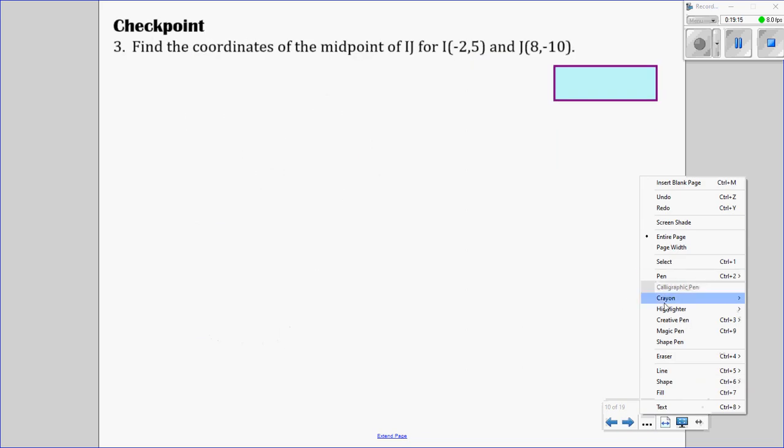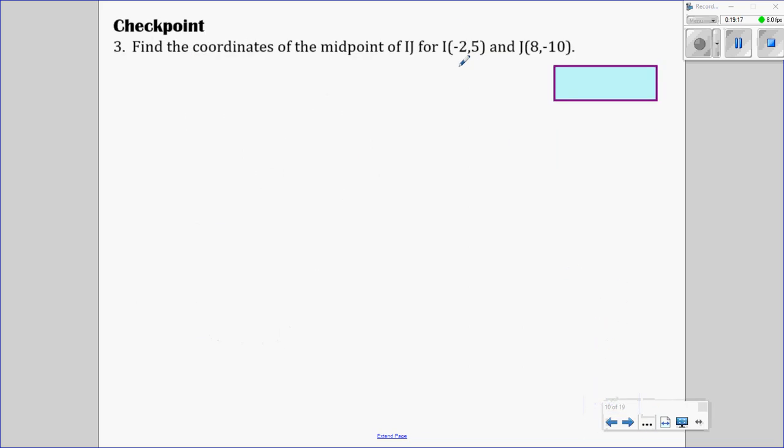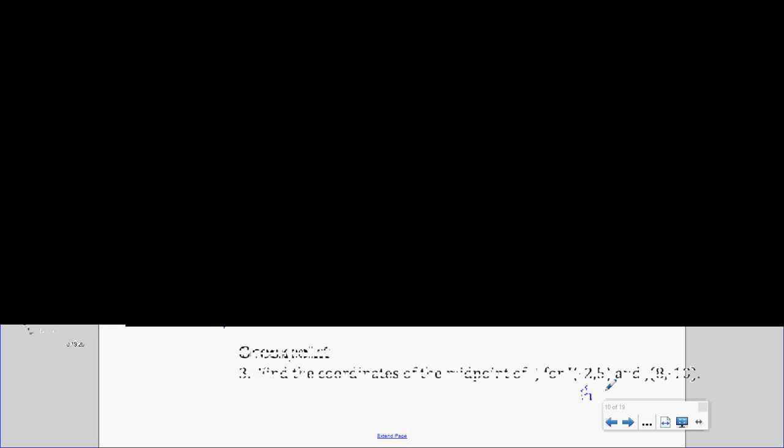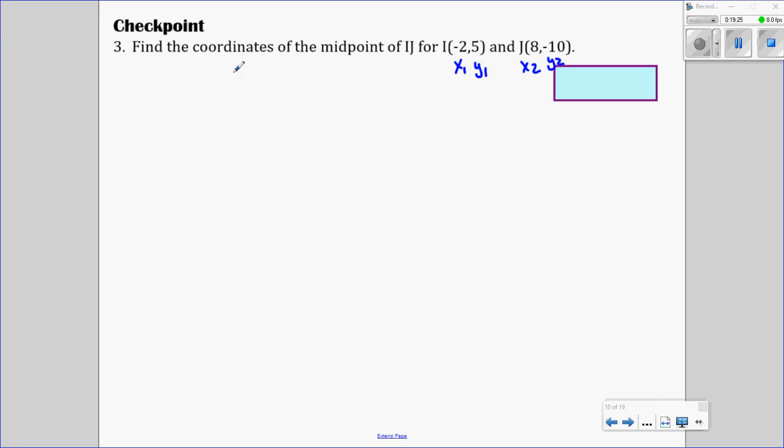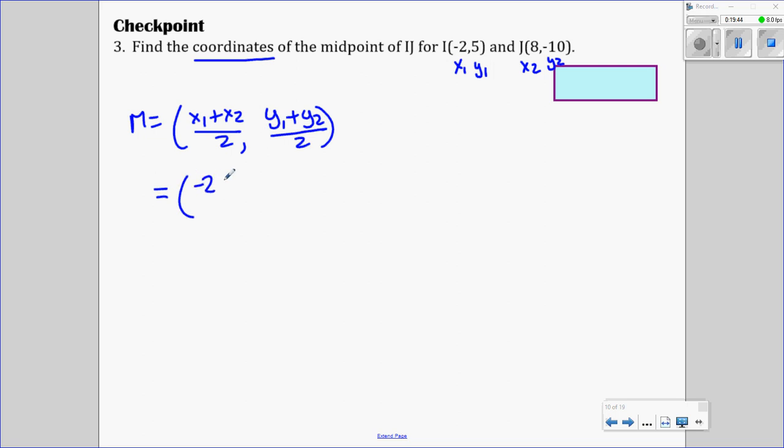Same thing for this one. Let me use another color and go for blue. Find the midpoint. So x1, y1, x2, y2. Find the coordinates. So we're going to have an xy. So for this one, you use the formula x1 plus x2 over 2, y1 plus y2 over 2. Plug in the information that was given and that you labeled. You have your x's and then you have your y's.